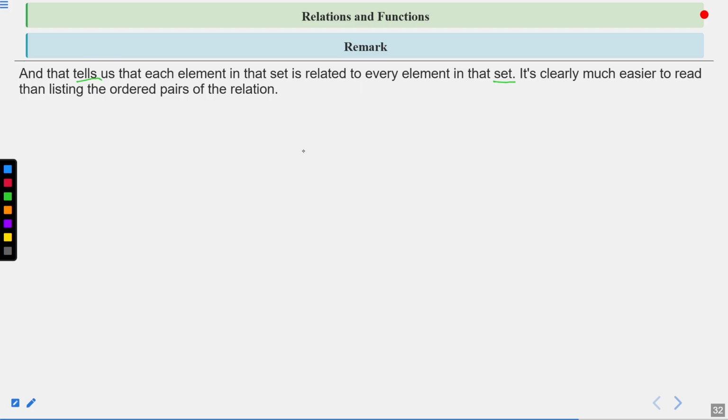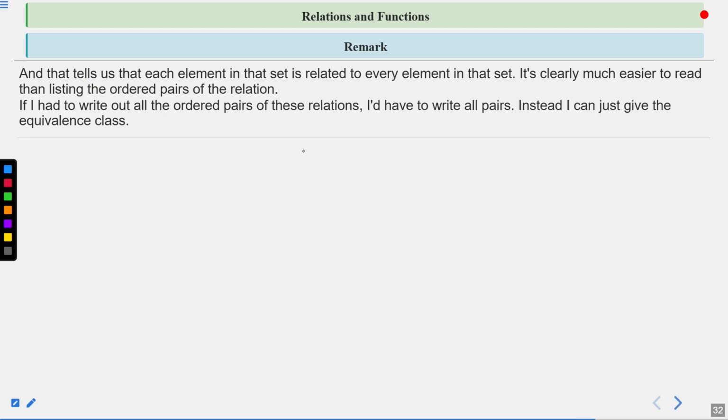Simple. So why are we talking about equivalence classes? Because we do not have to rewrite again and again. This gives us a clear idea, much easier to read than listing the ordered pairs of the relation. We are not going to list all the ordered pairs of the relation; we just have the equivalence class. If your relation is an equivalence relation, then it is much easier to write the equivalence classes to get the idea of what elements are related to each other and what elements are not related to each other. Simple.